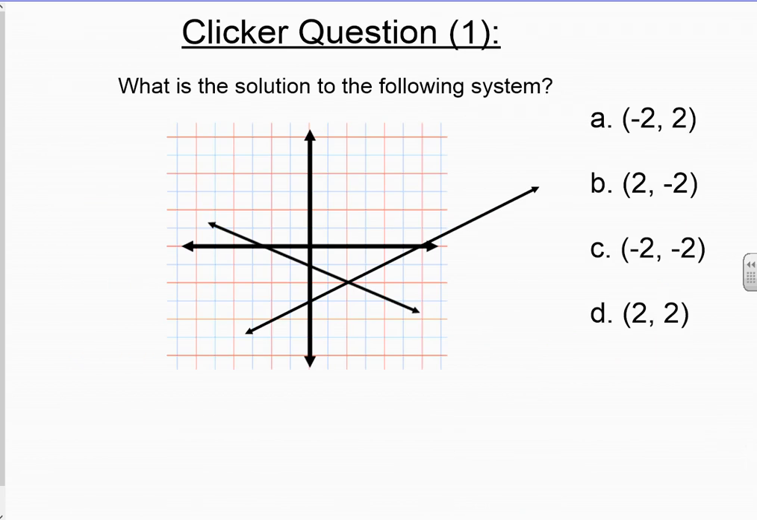Pause the video now as you try this clicker question. Press play to go over the answer. So we find ourselves right down here, which is at 2, -2.